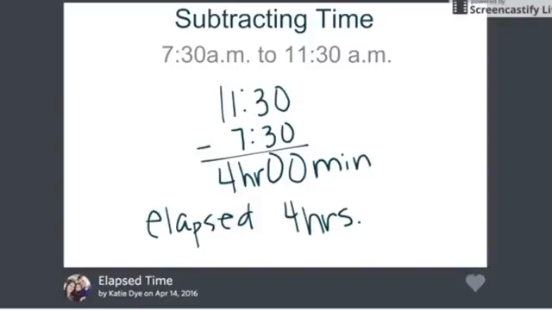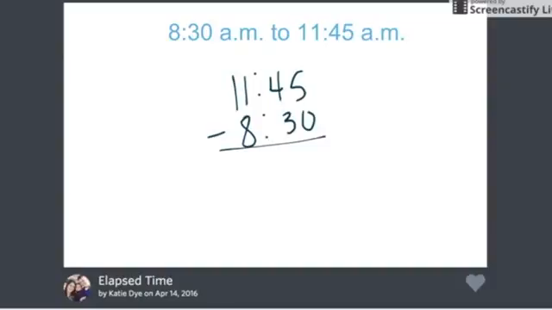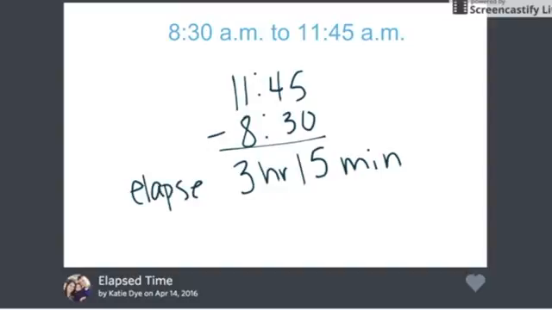Let's look at another problem. Here we have 8:30 a.m. to 11:45 a.m. We'll put 11:45 on the top and we'll subtract 8:30. We'll start with the minutes. 5 minus 0 is 5. 4 minus 3 is 1. That gives us 15 minutes. 11 minus 8 is 3, which gives us our hours. The amount of elapsed time is 3 hours and 15 minutes.